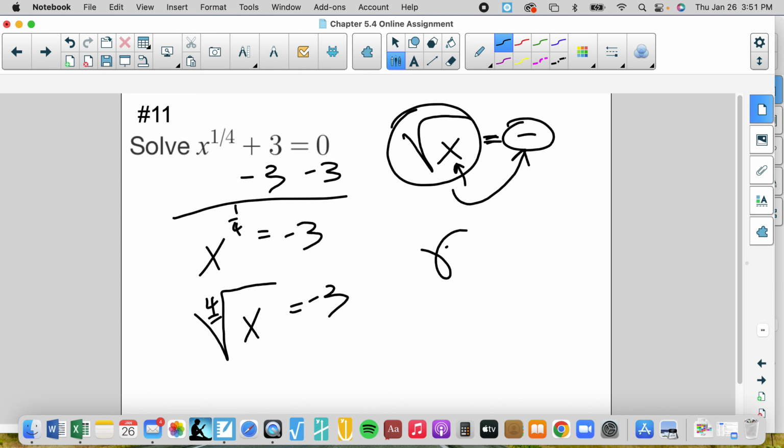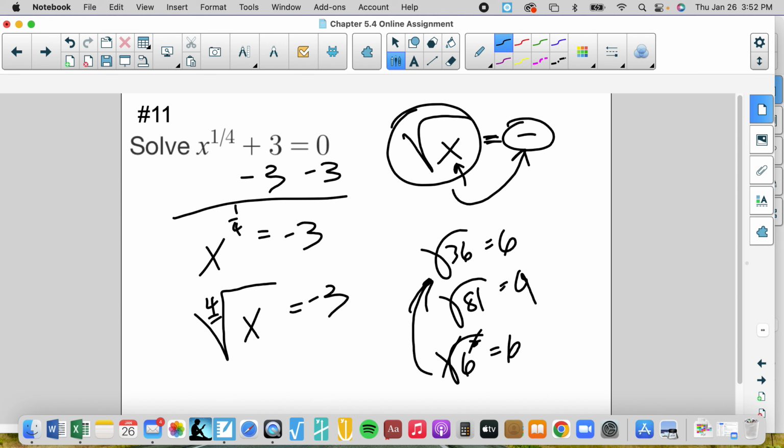Square root of 36 equals 6. Square root of 81 equals 9. And the reason is because 36 can be written as 6 squared, and those cancel to produce the 6. That's the understanding, the idea there.